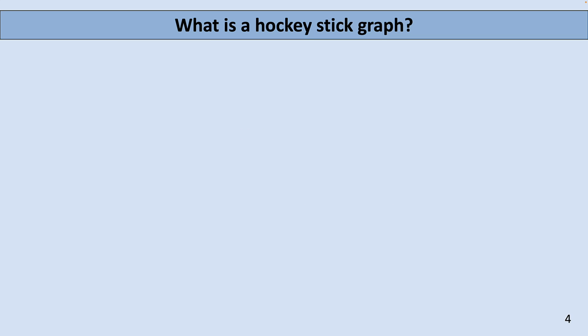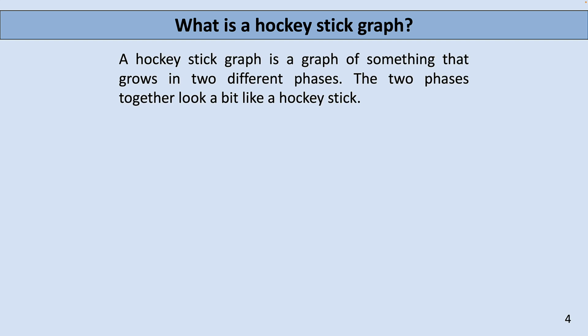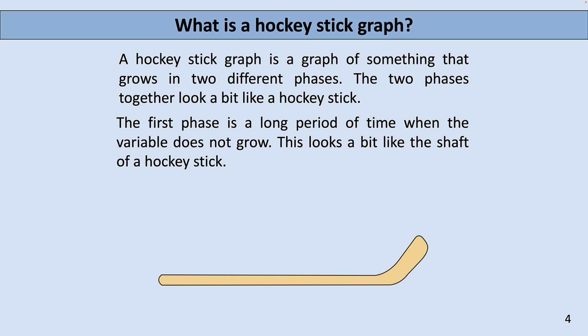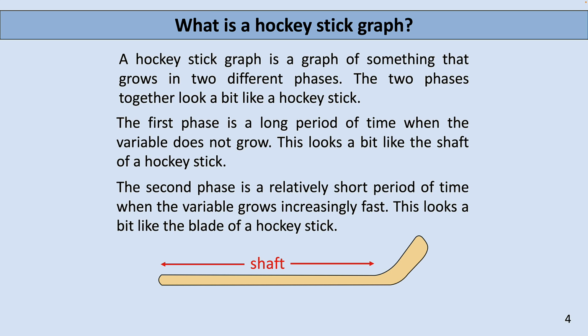What is a hockey stick graph? A hockey stick graph is a graph of something that grows in two different phases. The two phases together look a bit like a hockey stick. The first phase is a long period of time when the variable does not grow. This looks a bit like the shaft of a hockey stick. The second phase is a relatively short period of time when the variable grows increasingly fast. This looks a bit like the blade of a hockey stick.